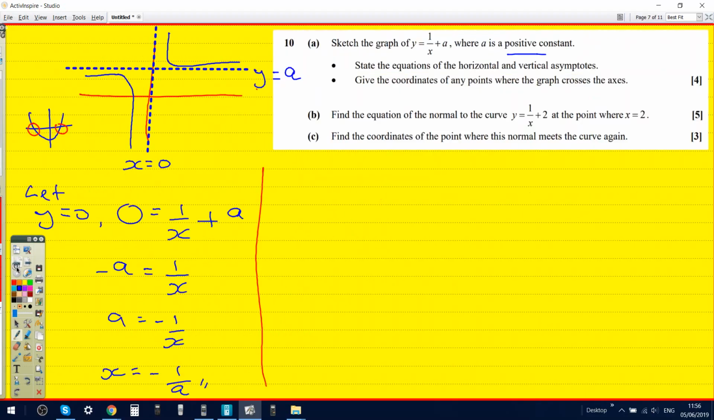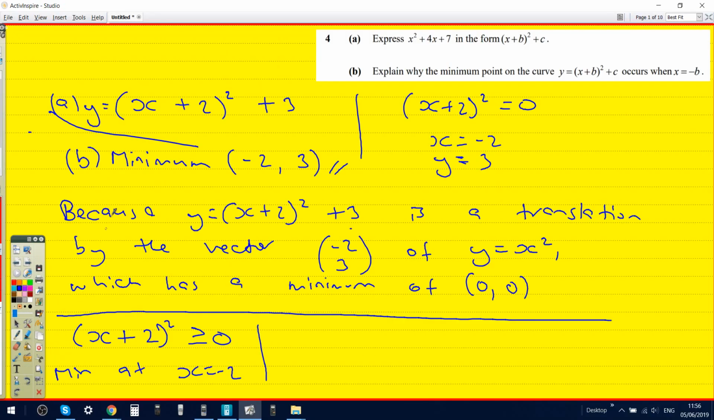Yeah, so let's take a look. So, once you have it in completed square form, there are lots of ways to find the minimum. You can use differentiation and stuff. They wanted you to, once you have it in completed square form, say it's going to be the opposite sign of x and the same sign as y. And that's because the smallest square number is 0. And when x is 0, y is 3. That's where that comes from.